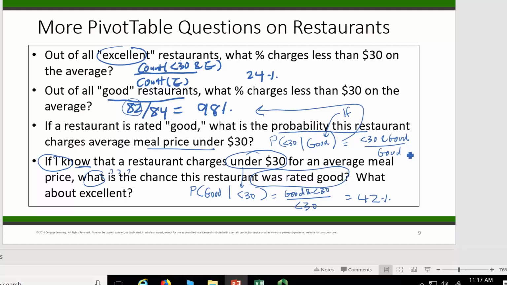So you can see that these are actually different questions, so you have to be careful. What am I dividing by? What is the given part? The given part goes in the denominator. Okay, I guess I'm done with that.